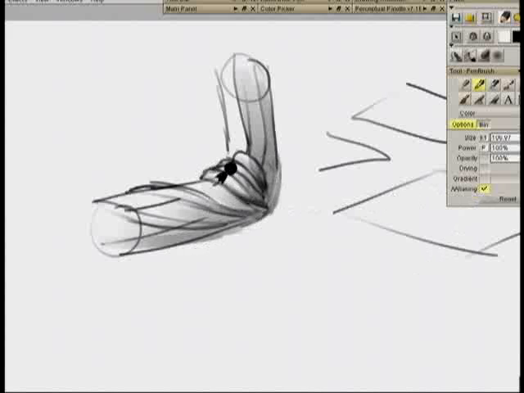And now what I'm doing is just shading according to how the wrinkles are bent. It's really simple. Okay, and turn the drawing back on.